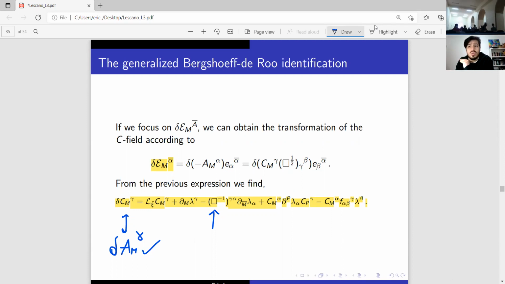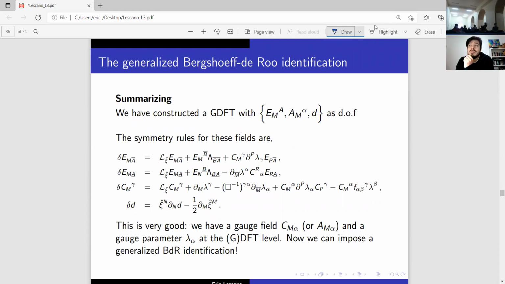So in order to talk about the four derivative terms, we need to perform a kind of approximation. And I am going to show you that approximation, but let me summarize some results at this point. We have constructed a gauge double field theory, but in terms of these fields as degrees of freedom, we could extract the transformation rules for these fields. And these transformation rules are very similar to a Green-Schwarz mechanism, at least to the first order. We have obtained the transformation rule of this other field, the C field, that is very close to the A field. It's just a minus sign of difference to leading order.